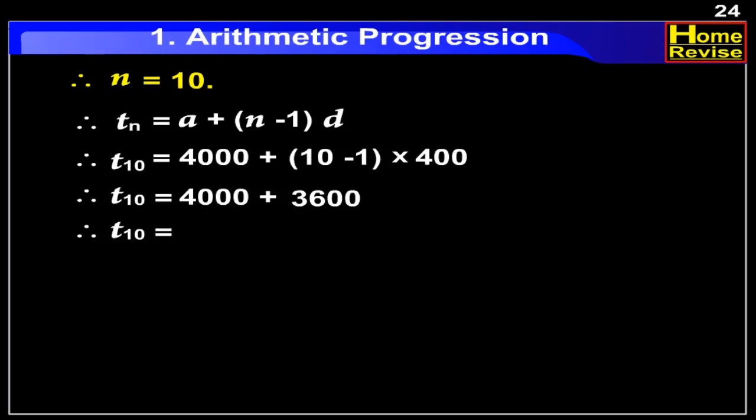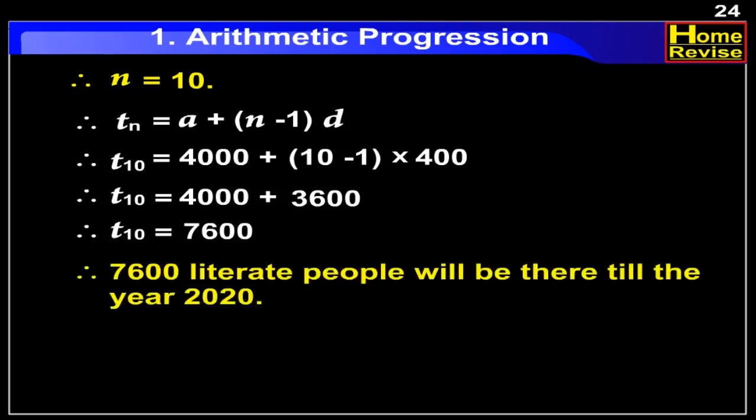Therefore, T10 is equal to 7,600. Therefore, 7,600 literate people will be there till the year 2020.